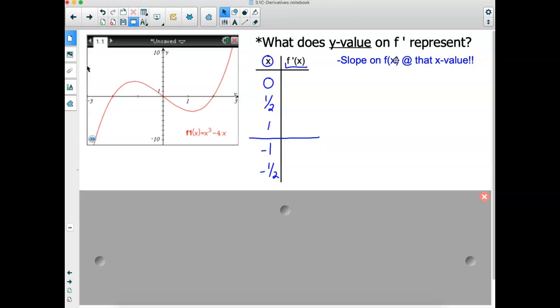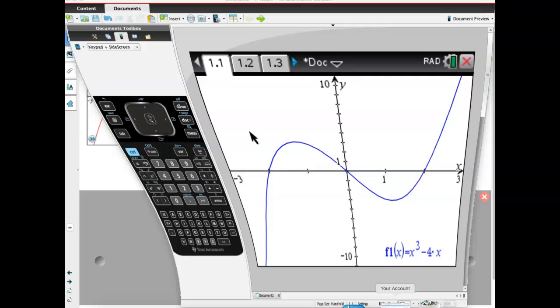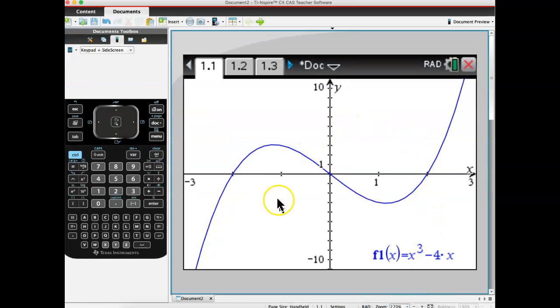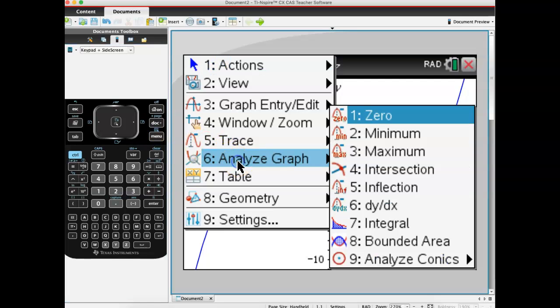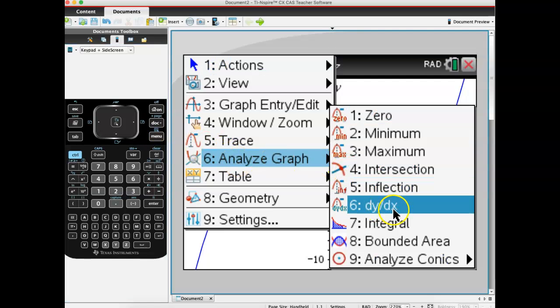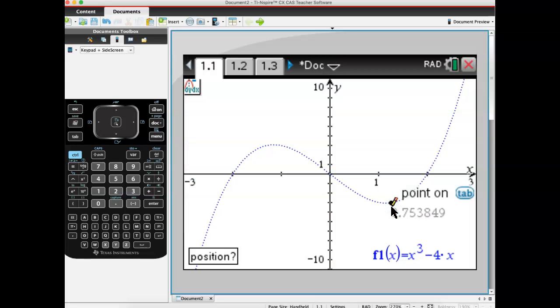And what we're going to do is pull up our calculator here. You probably don't know how to do this yet, but that's okay. So we're going to pull up our graph. And what we're going to do is go Menu, Analyze, Menu 66. See how this dy dx, that's a derivative. And the first derivative we want is going to be at position 0 there.